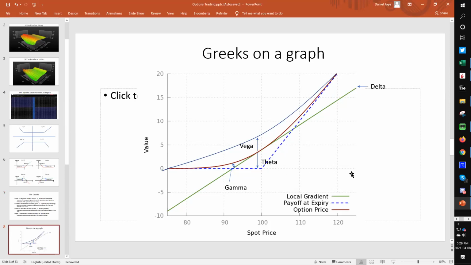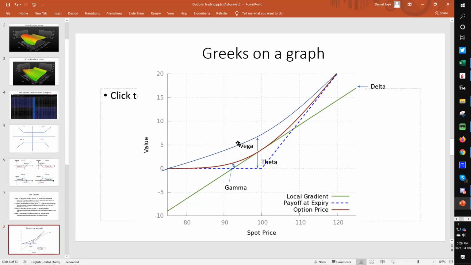So this is basically the in the money options, and this is the out of the money options. In the money options have intrinsic value. Out of the money options have no intrinsic value and only time value. In the money options have intrinsic value plus time value. So before expiry, that's what the value of your option looks like.